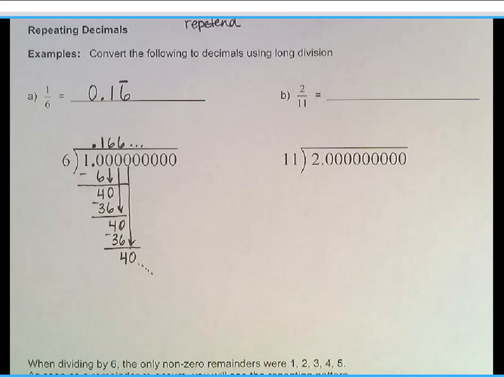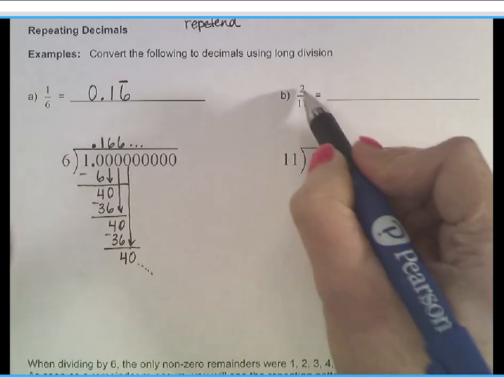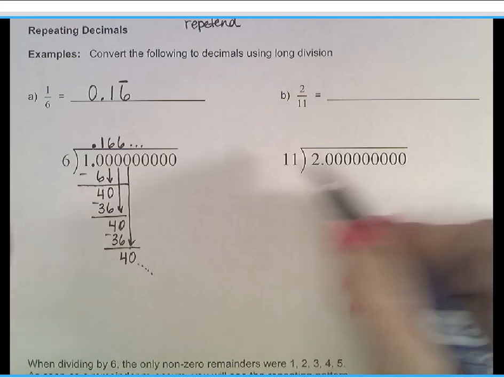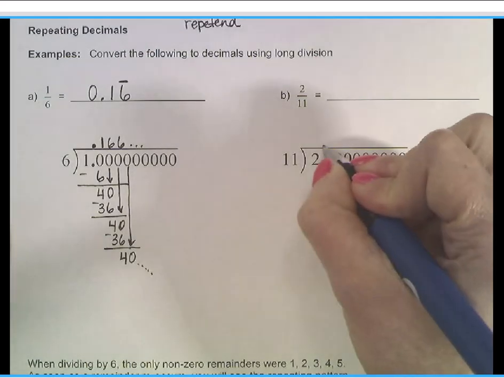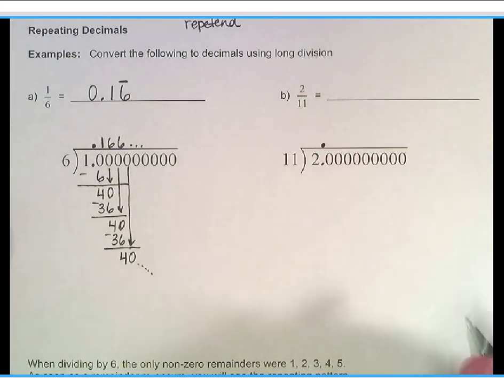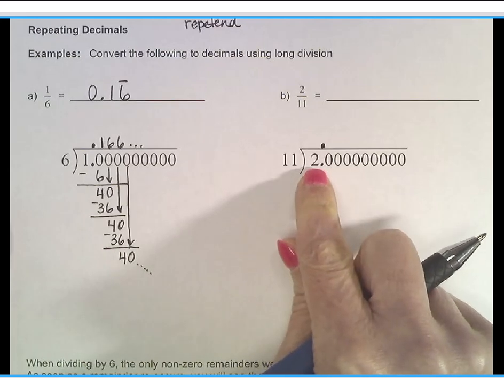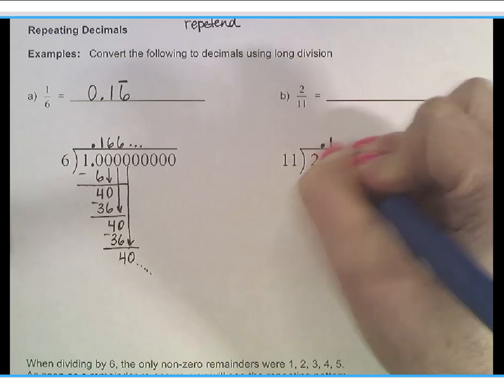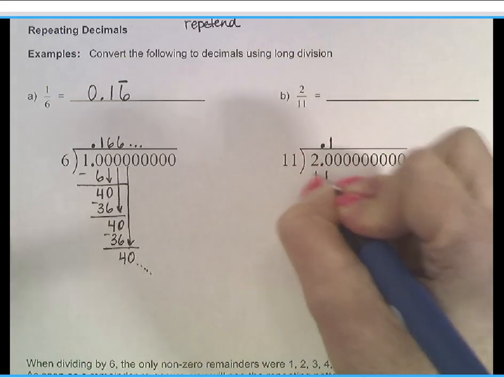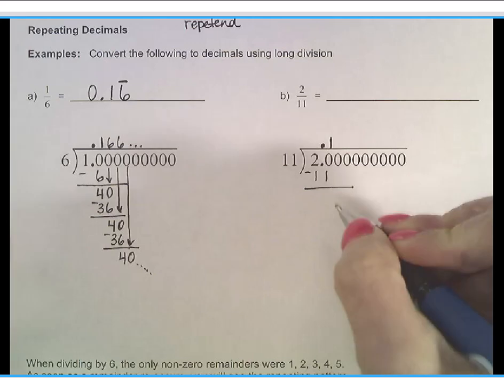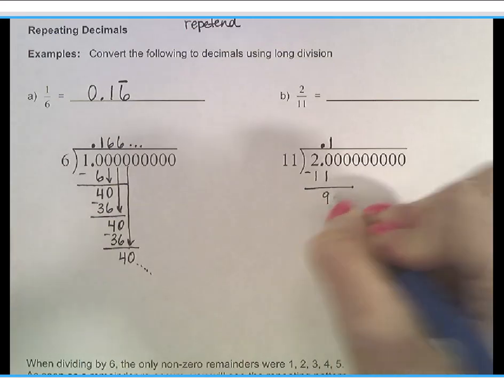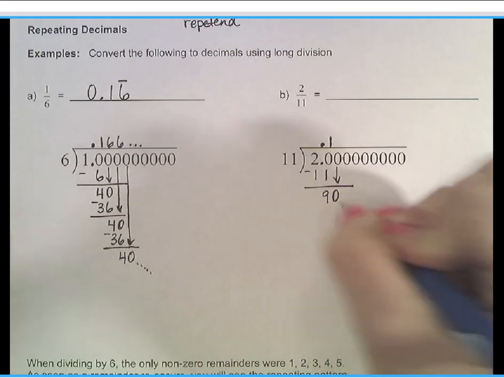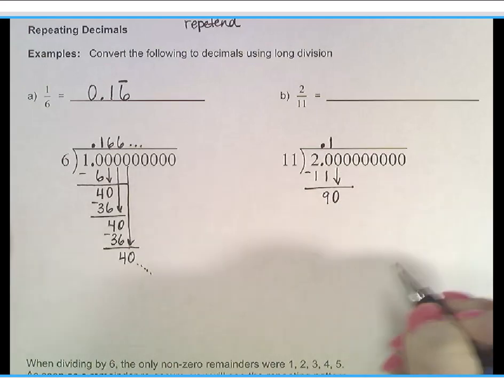Okay. Now let's try 2 11ths and see what happens. And I'm going to explain to you about the repeating pattern. So this is 2 divided by 11. Put in a decimal and a whole bunch of zeros. 11 does not divide into 2, but it does divide into 20. It goes in there 1 time. 1 times 11 is 11. Then you subtract, you're going to get a remainder of 9, and then you're going to carry down a 0. How many times does 11 go into 90?